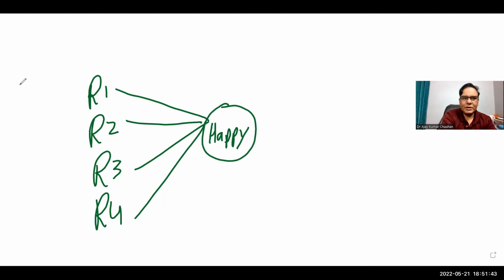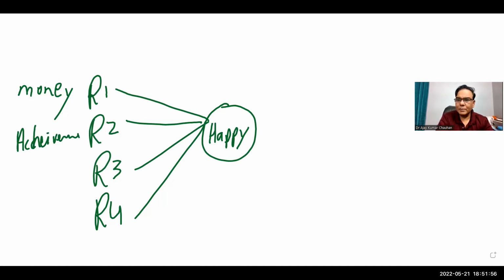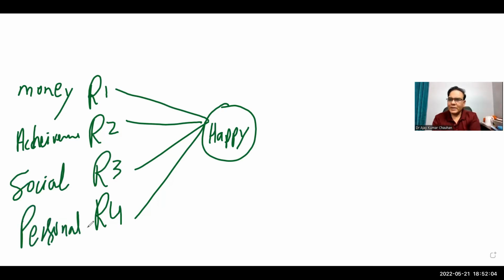Reason 1 may be related to money. Reason 2 may be related to achievements. Reason 3 may be related to social interaction or personal life. So there are many reasons for happiness. Basically, happiness depends upon the reasons. So this kind of theory is called formative theory.